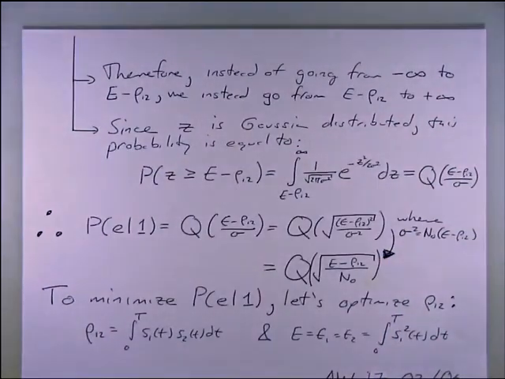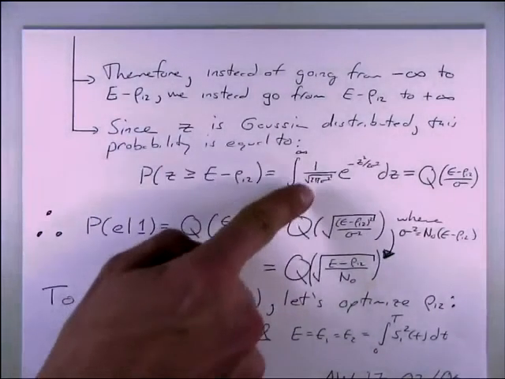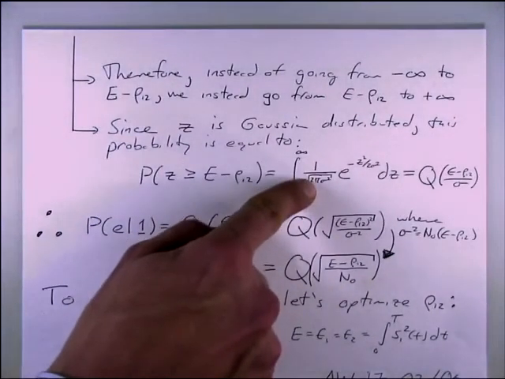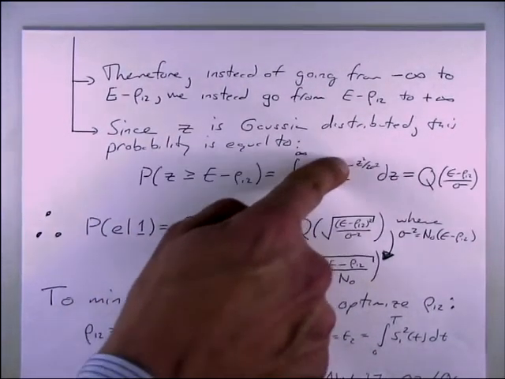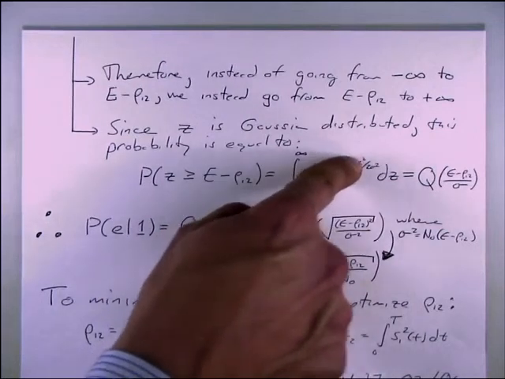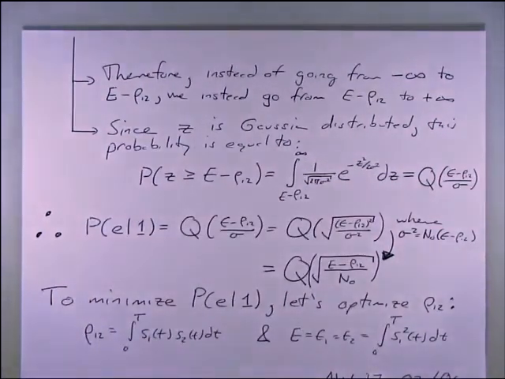Well, remember how the Q function is written, right? It's x to plus infinity, and then it's 1 over the square root of 2 pi, e to the minus x squared divided by 2, dx, sorry. So the problem here is we have a sigma squared in there. The way to handle it is you do a change of variables. You let y equal, well, let's do that.